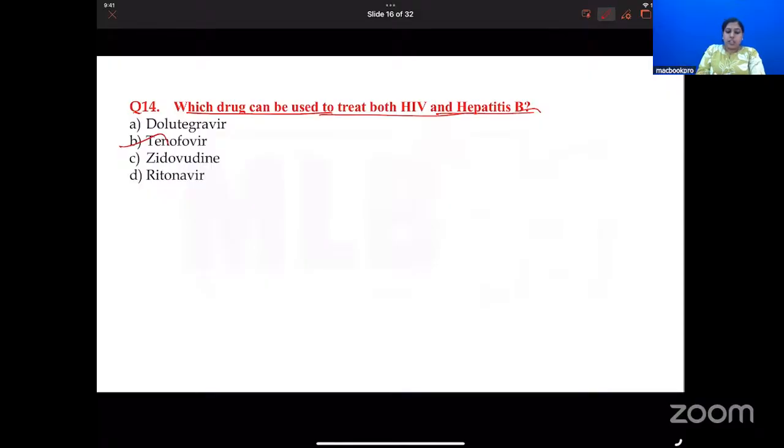So now tell me the important thing. What is the side effect of your tenofovir? What is the side effect of tenofovir, which can be commonly asked in examination? What is the side effect of tenofovir? Tenofovir can cause.